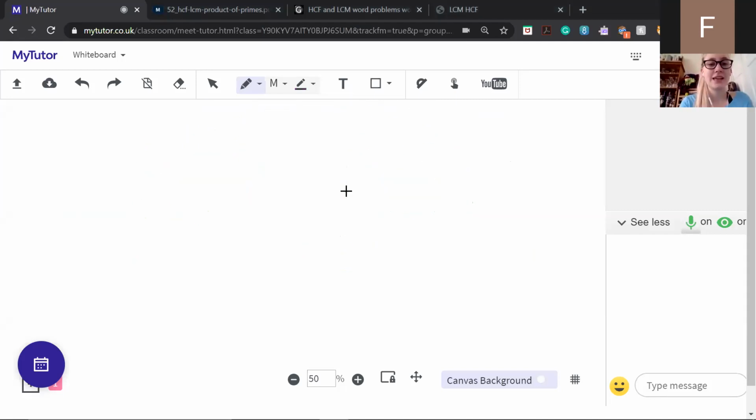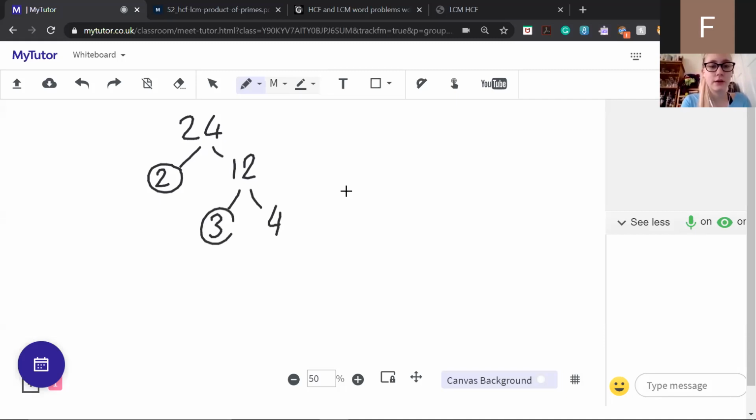So let me show you a cool method of doing it. What we do is we're going to list the prime factors for these. So 24 is going to be 2 times 12. Again, I'm going to do these really quickly, so please do shout if you want me to slow down. But I know people found these quite easy yesterday, so I don't want to bore you.